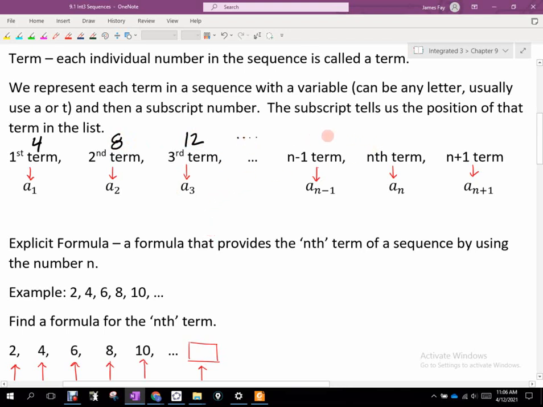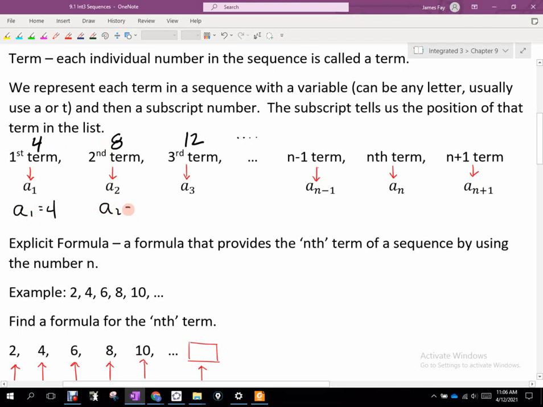And then we'll get to these in a little bit. I don't know how many I've put in here, so I can't really define these directly. But if we look at this, the first term is being called A sub 1. A sub 1 is how we say that. So we'd say A sub 1 is 4. The 1 tells me it's the first term in the list. Does that make sense?